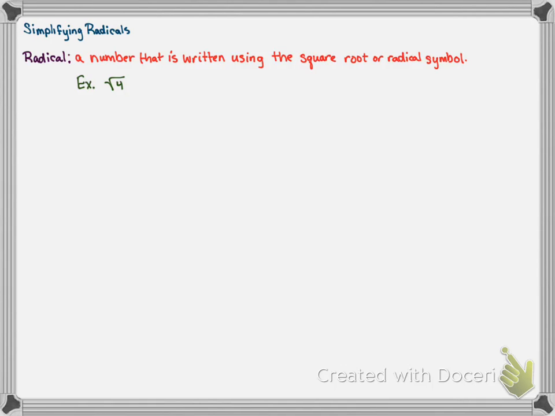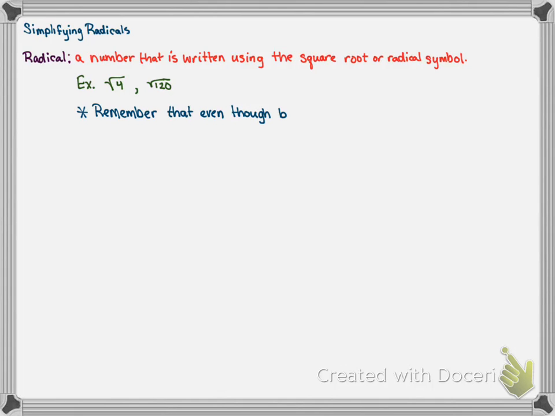This is a quick review of simplifying radicals. So remember, a radical is a number that is written using the square root or radical symbol. For example, radical 4, radical 120.